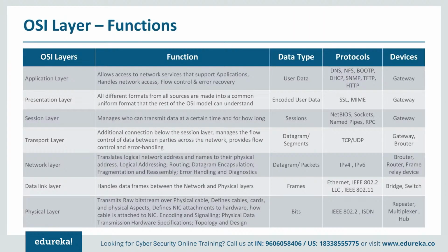The physical layer transmits the zeros and ones. We deal with the bits here, and the protocol used is IEEE 802.2 or ISDN. The devices we connect are a repeater, a multiplexer or a hub. What is a repeater? A repeater is nothing but an extender, usually a signal extender. Hubs also do the same thing. The hubs will not have a MAC address.